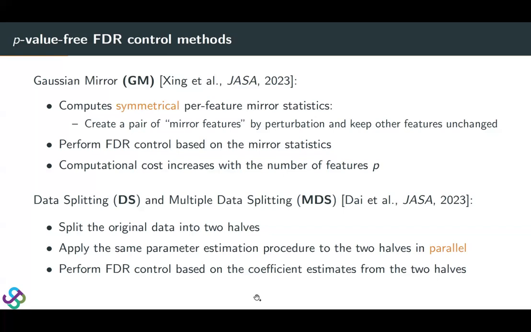But since splitting data once may not be stable, that will give us randomness. Then they propose multiple data splitting. So we can do the splitting for maybe 50 times or 100 times.